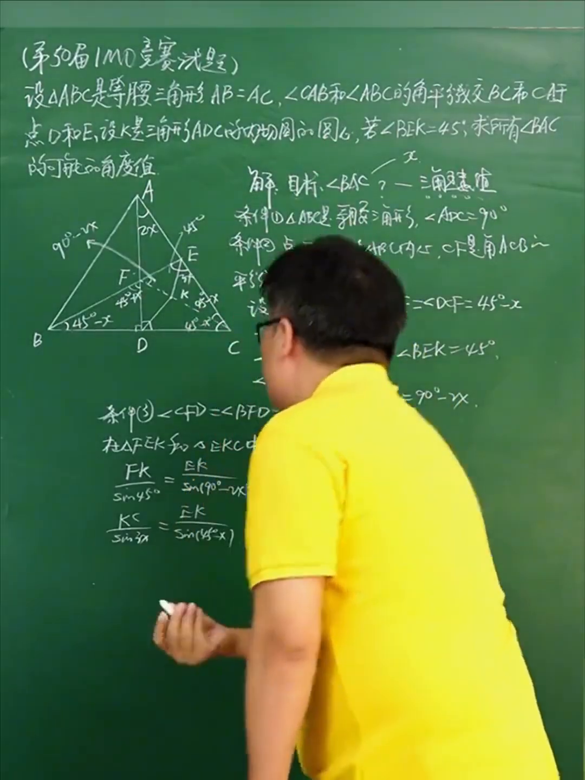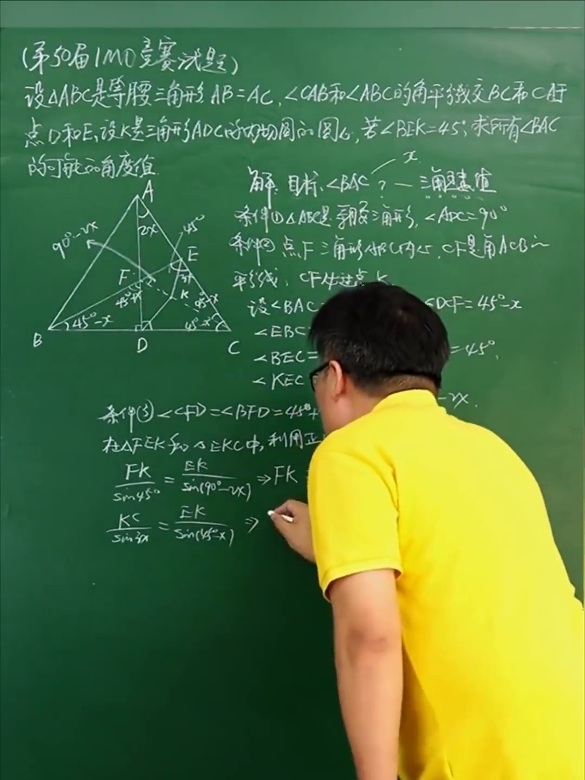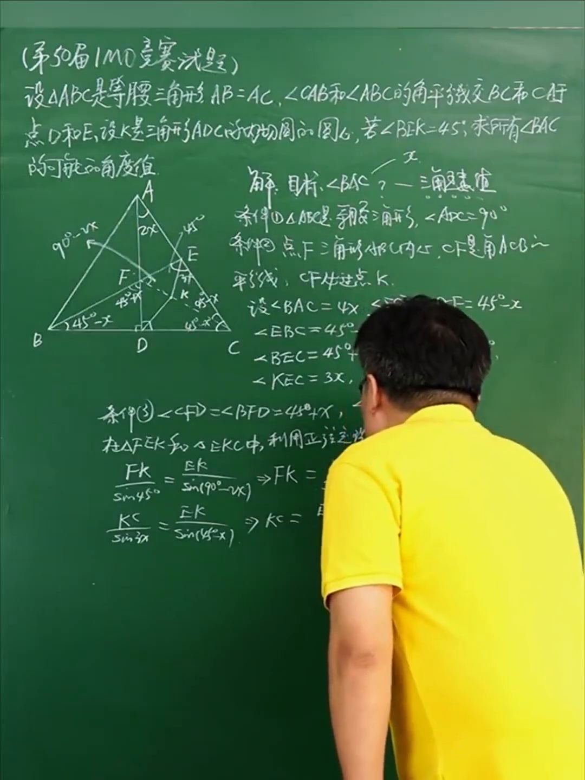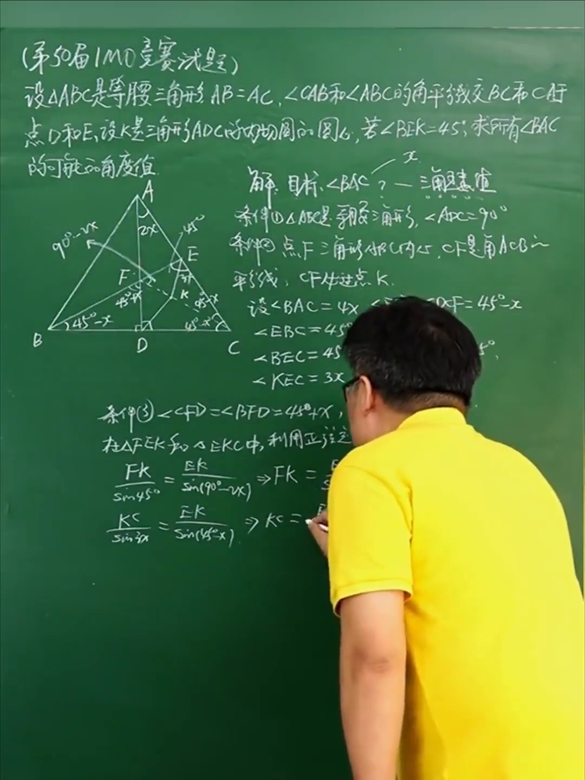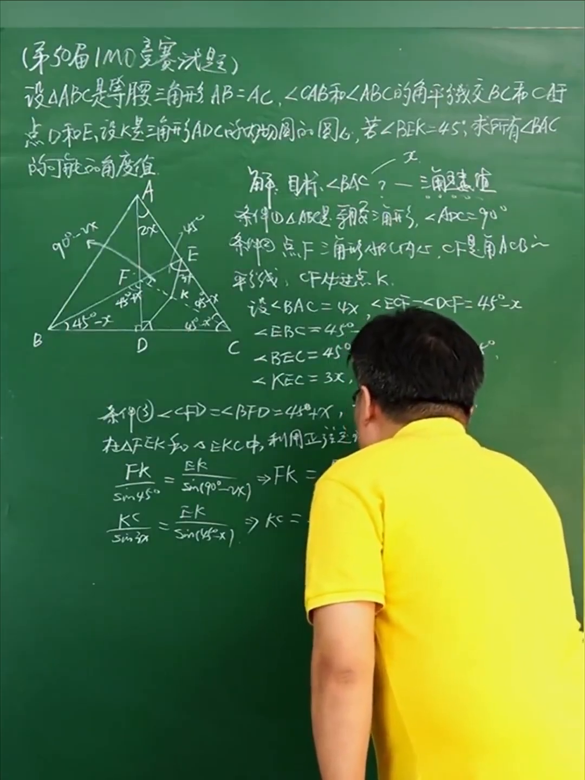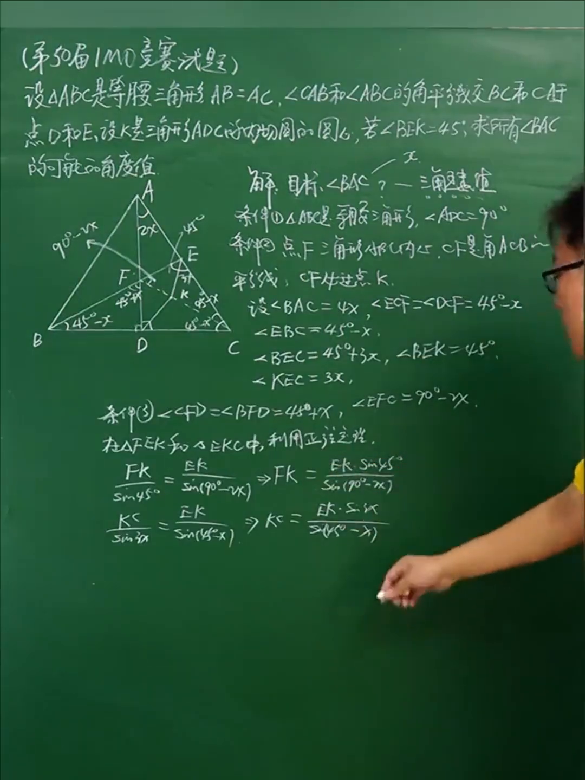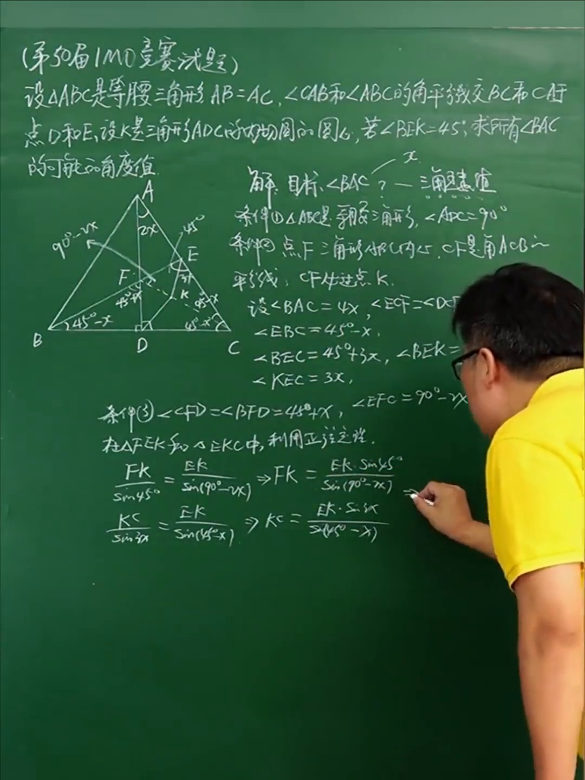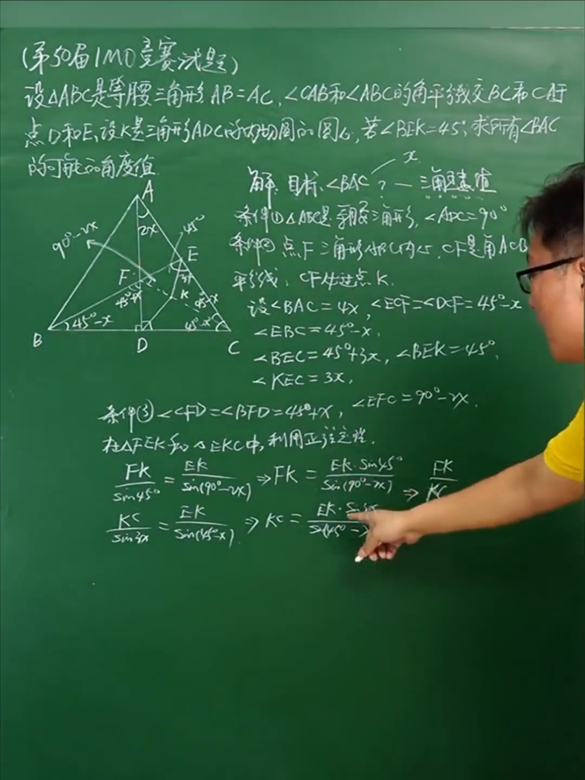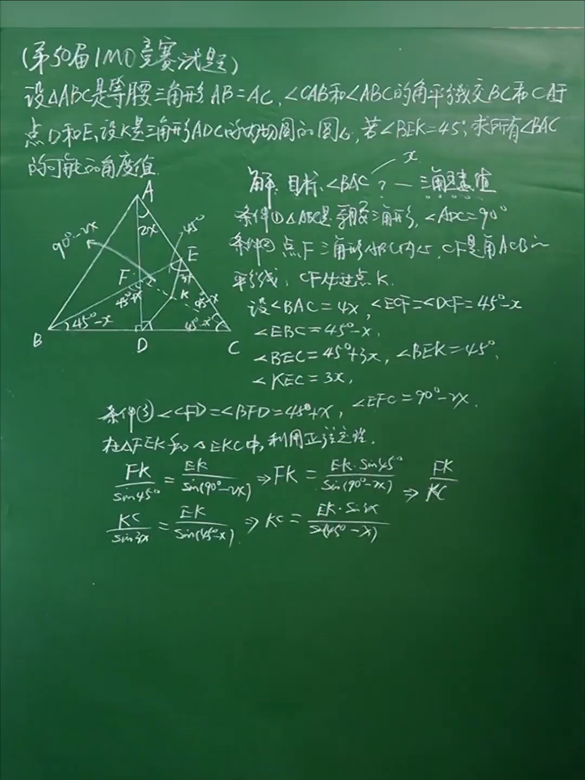Through this comparison, we arrive at the equation where KC equals 1k times tangent 3x, all divided by tangent (45 degrees minus x). Now, combining these two equations, isn't it clear that we can derive the ratio of Fk over Kc? Since 1k is a common side in both expressions, we can directly cancel it out, simplifying our equation.